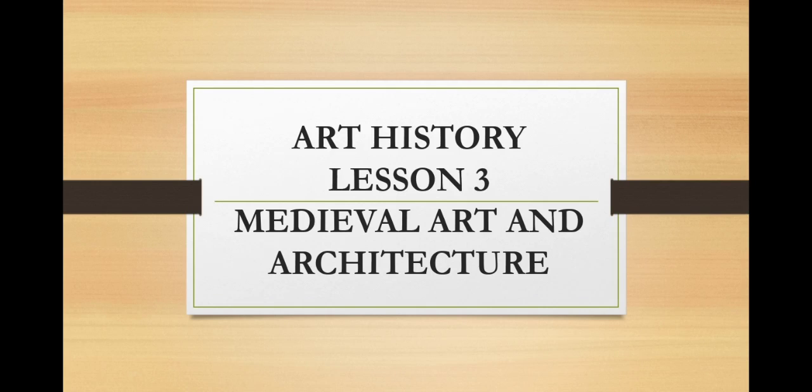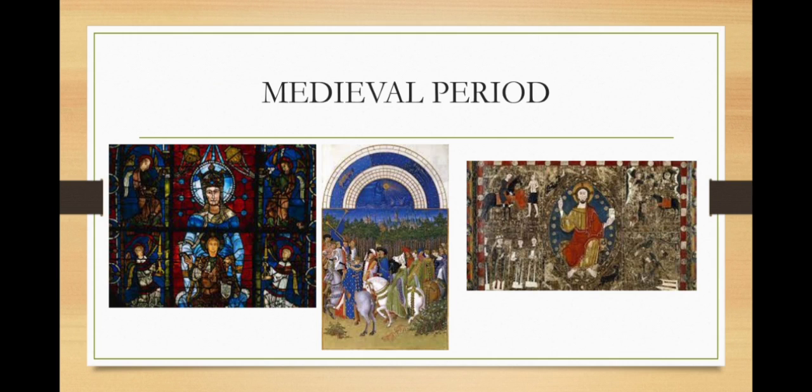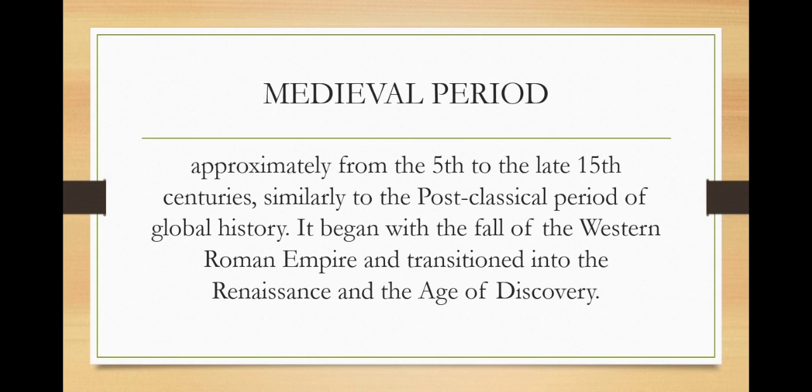So good day everyone. For today's lesson, I will talk about Art History Lesson 3, which is medieval art and architecture in the medieval period. When we say medieval period, it is approximately from the 5th to the late 15th centuries, similar to the post-classical period of global history. It began with the fall of the Western Roman Empire and transitioned into the Renaissance and the Age of Discovery.